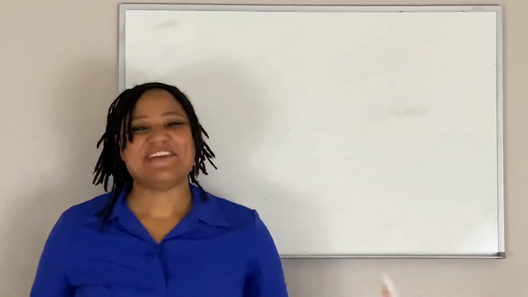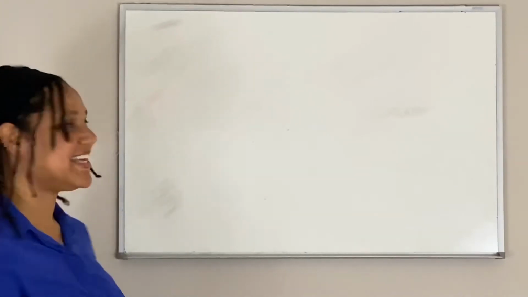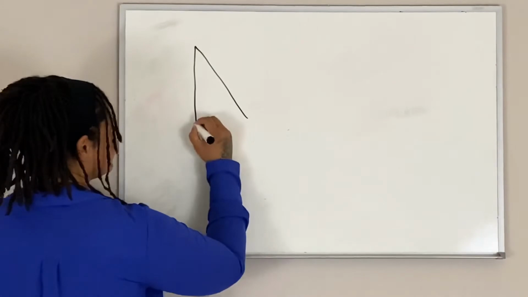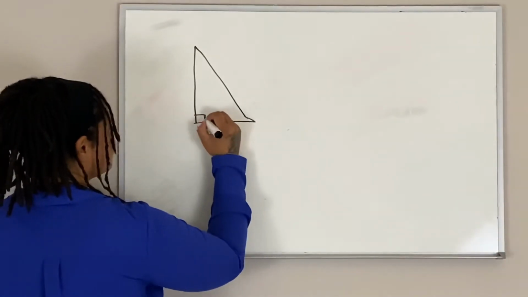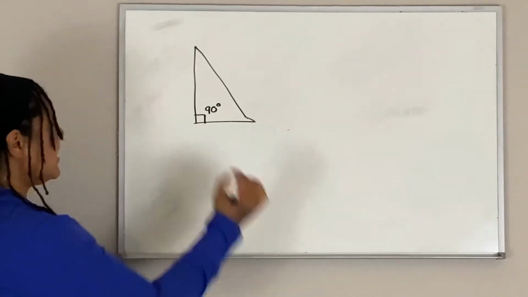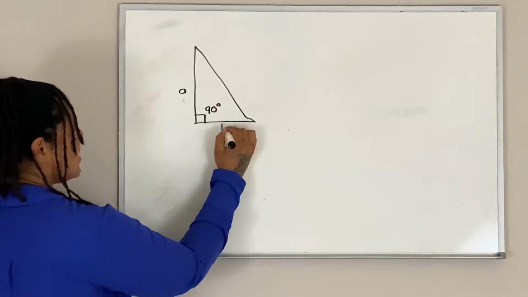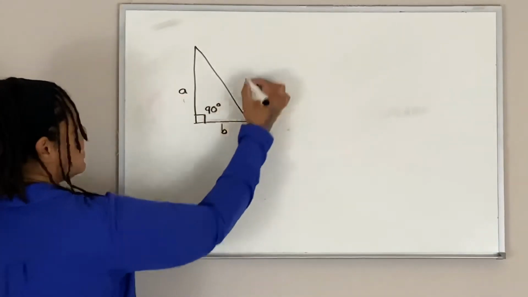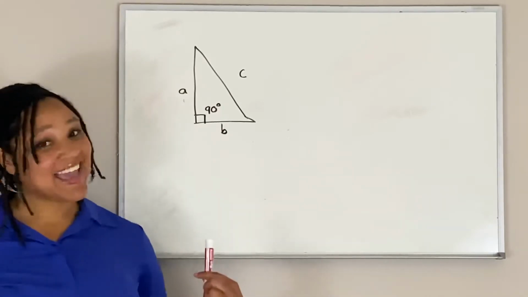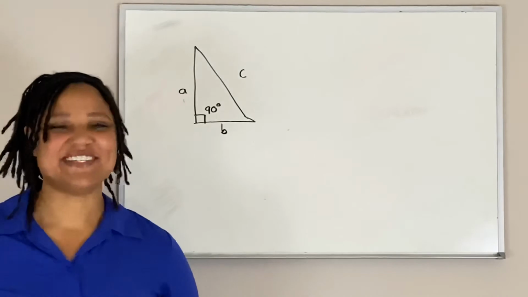Let's look at our very last example. Okay, so I give you a triangle again. And this is our 90-degree angle. And I'm going to go ahead and label the sides. This is side A, this is side B, and this is side C. This time I'm going to give you side A and side C, and you will be asked to find the length of side B.